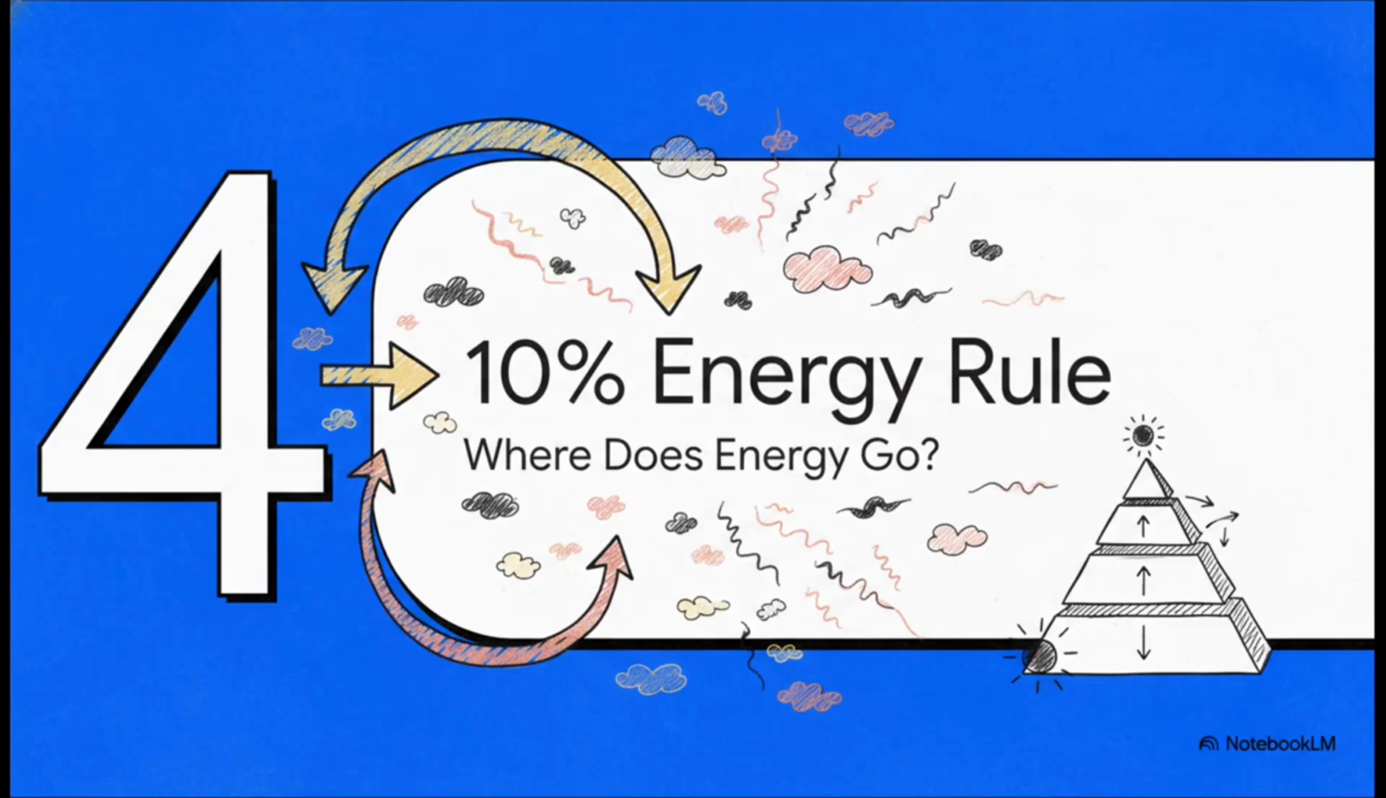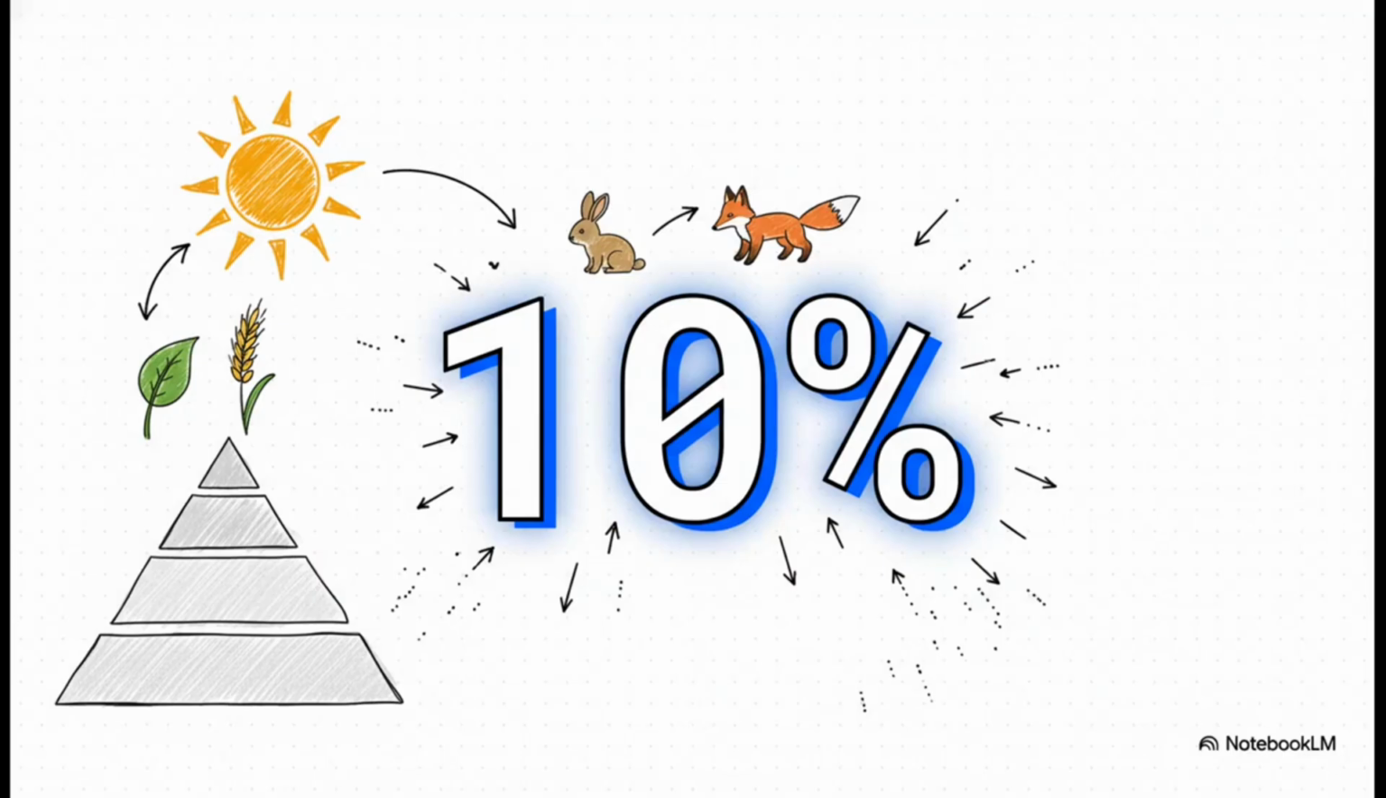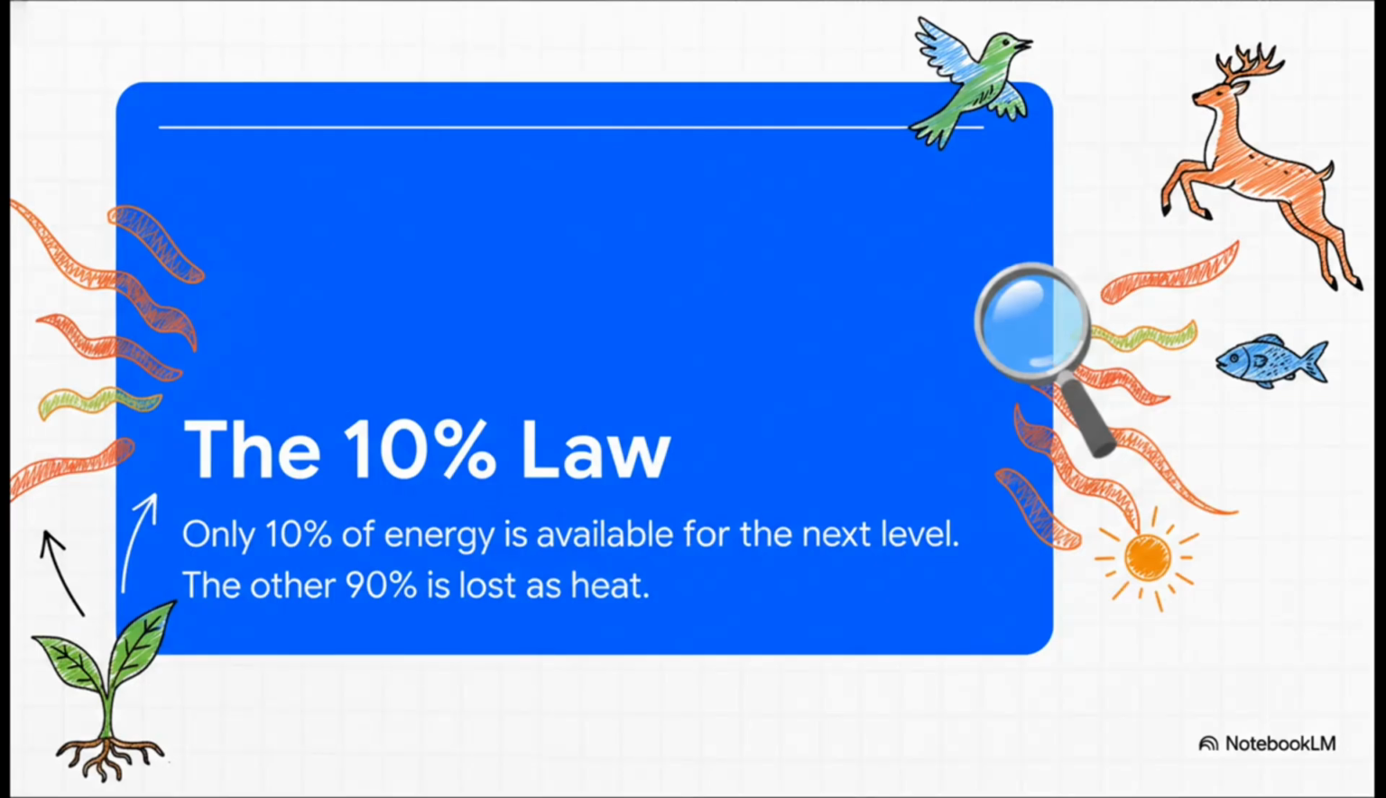But here's a big question. If a deer eats a lot of grass, does it get all the energy from that grass? What do you think? Well, the answer is a big no. And this brings us to probably the most important rule in this entire chapter. And the rule is this: only about 10% of the energy is passed on from one level to the next. That's it. Just 10%. So you're probably wondering, wait a minute, where does the other 90% go? Does it just vanish? Well, no.